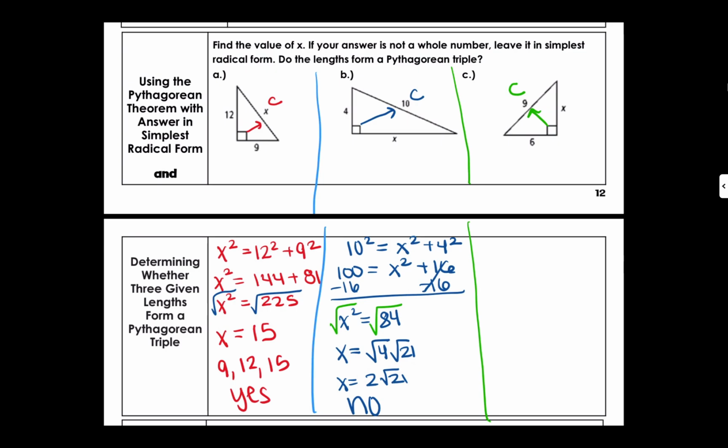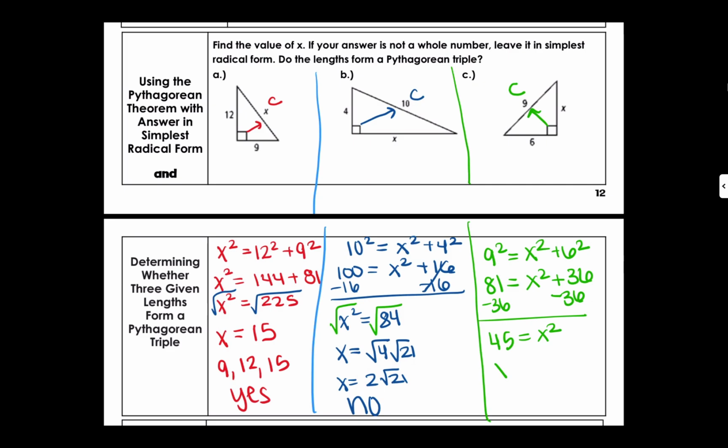So our 9 is our c squared. So we have 9 squared equals x squared plus 6 squared. 9 squared is 81, so we have 81 equal to x squared plus 36. Subtract 36 from both sides. We get 45 equals x squared. Okay, I'm going to flip it around.